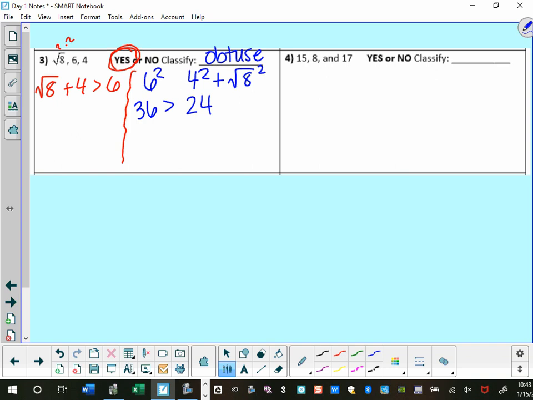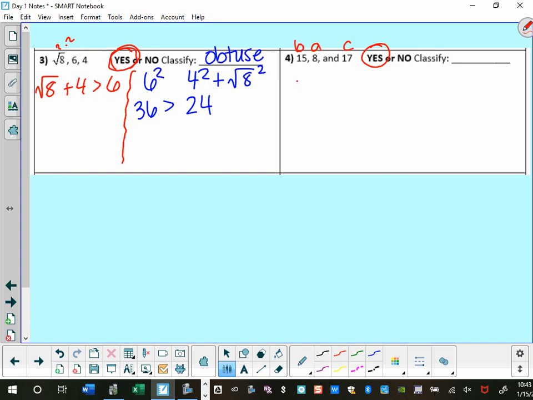The last one we're doing is number 4. We have 15, 8, and 17. I can do this part in my head. I know it's going to be a triangle because if I add 8 and 15, is that greater than 17? Yes. So now I'm going to see what I can classify it as. Which one is my hypotenuse, 15, 8, or 17? 17.